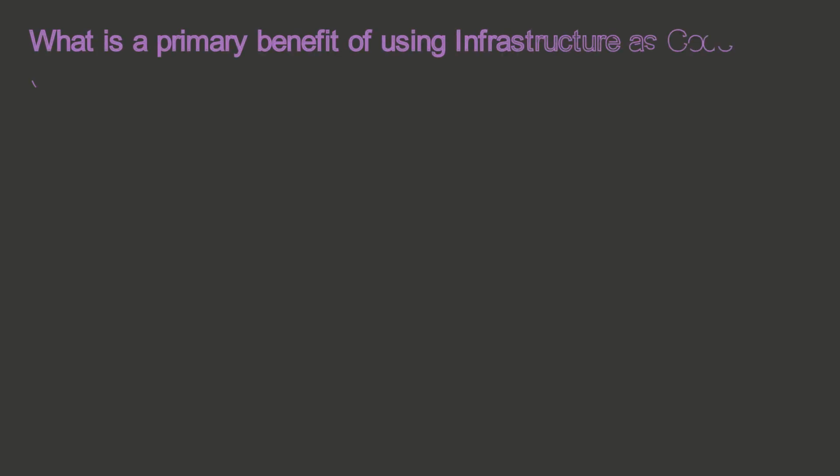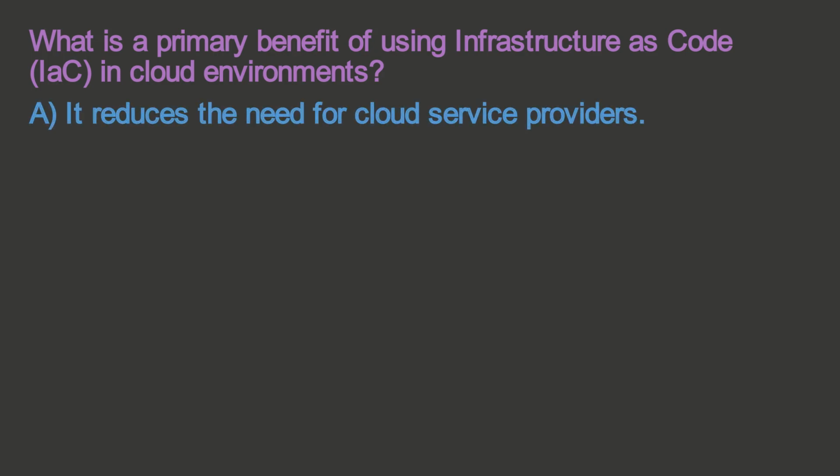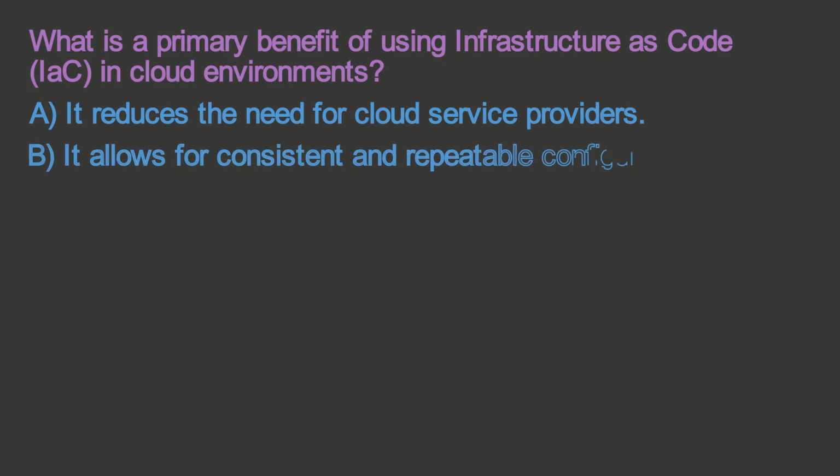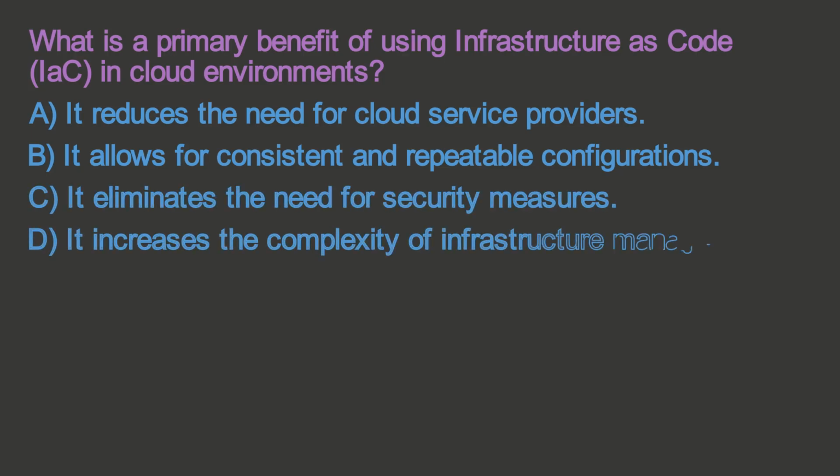What is a primary benefit of using infrastructure as code, IaC, in cloud environments? A. It reduces the need for cloud service providers. B. It allows for consistent and repeatable configurations. C. It eliminates the need for security measures. D. It increases the complexity of infrastructure management.